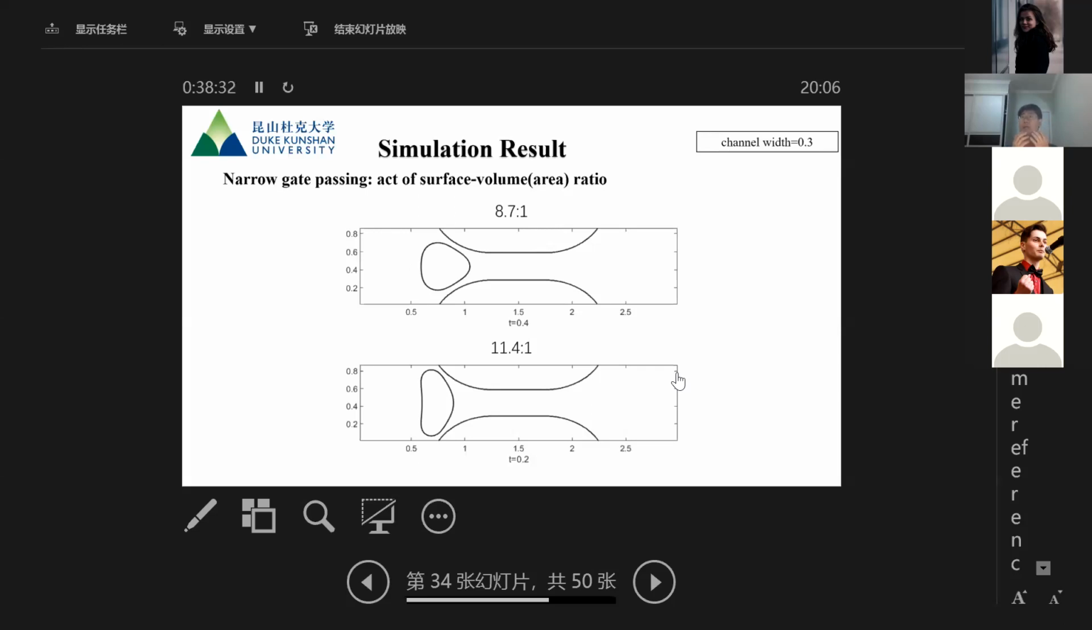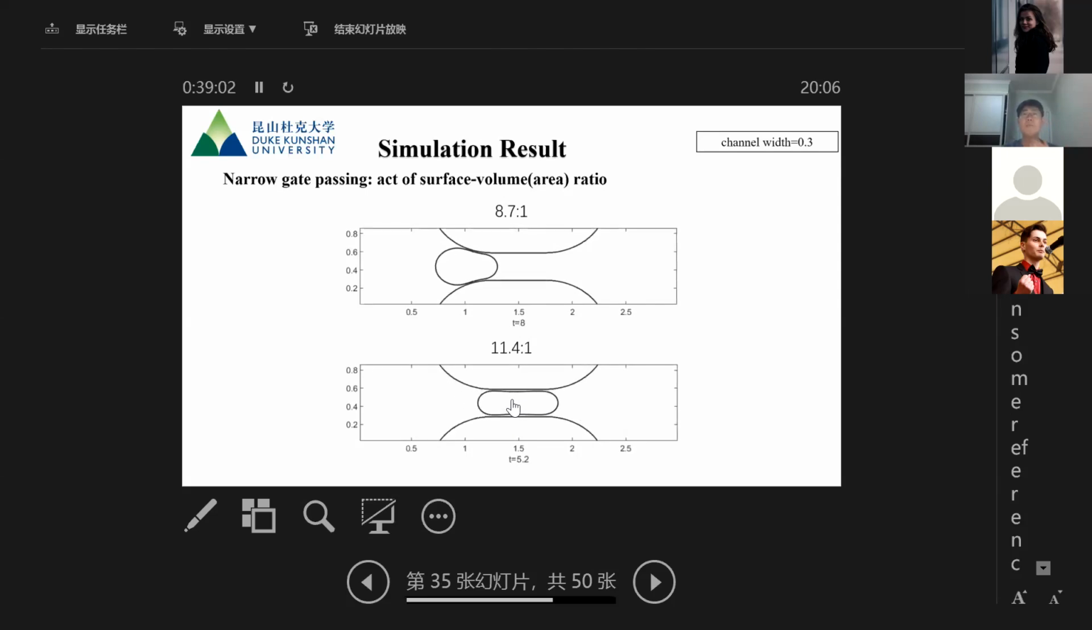Now let us see what happens. Okay, if my cell has a smaller surface area ratio, that means the cell becomes much more spherical, then it will block here. That means it's much easier to form a block or a clot at the narrow region of the blood vessel. But if my cell is the normal one, in the biconcave shape, it can deform and then pass through this narrow region. Okay.